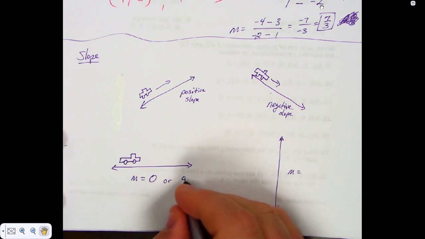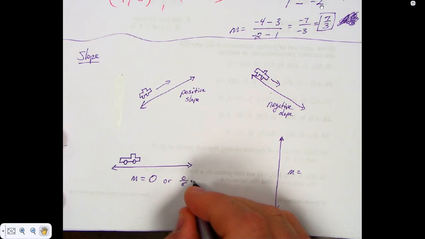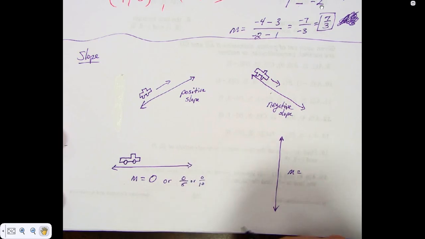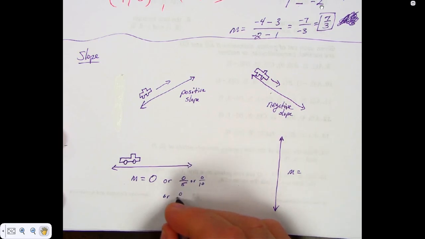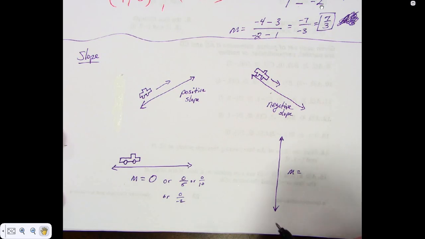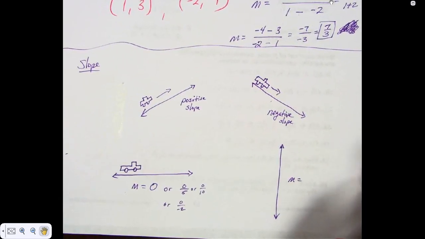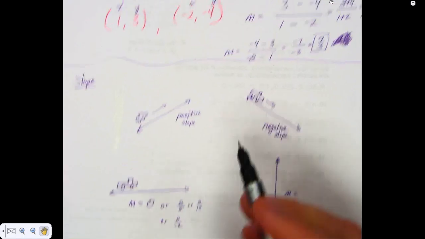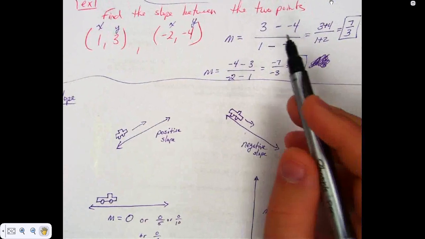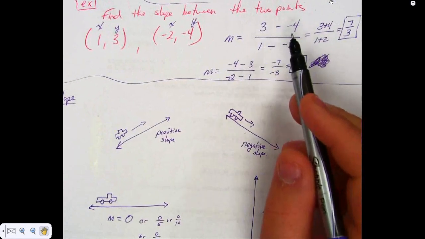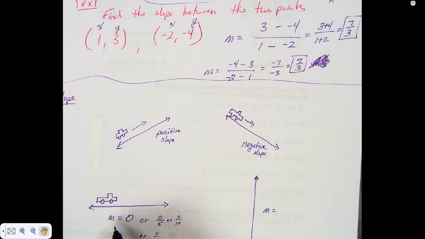Or I'm going to put 0 over 5, or 0 over 10, or 0 over a negative 2. The reason I write it like that is because when you're doing ones like this, when you get a 0 on top, the slope is what? 0, right? Straight. Because think about it, and here's the reason why.